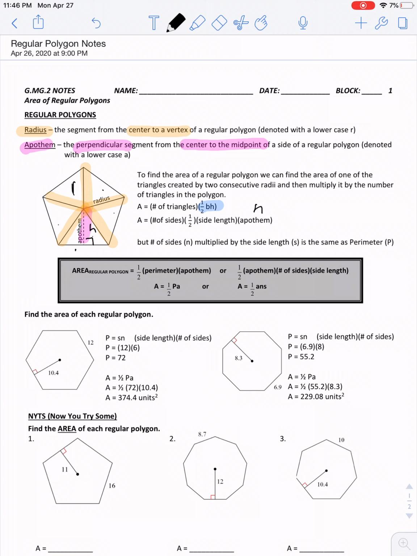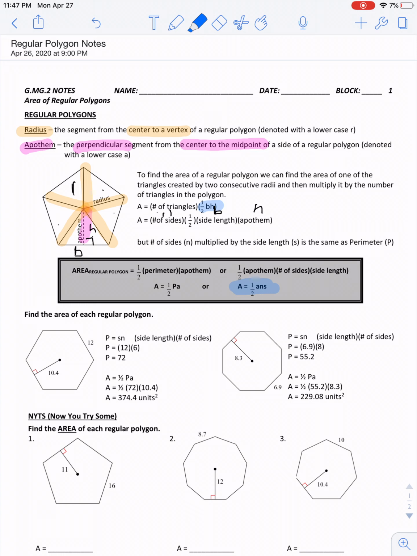Our base is the same thing as one of the sides. So we're going to replace base with the length of a side. Now notice there's 5 sides here, so it's a pentagon. The number of sides is just our number of triangles. Those are the same. And obviously the 1/2 is the 1/2. All right? So the one formula is 1/2 ANS, or ANSA. You'll hear it a lot of different ways, but it's 1/2 times the number of sides times the apothem times the length of one side.